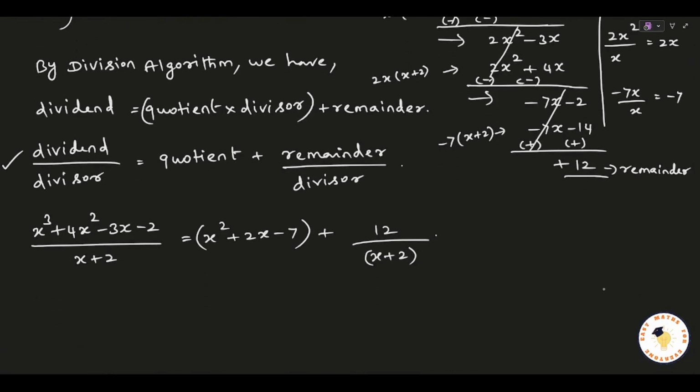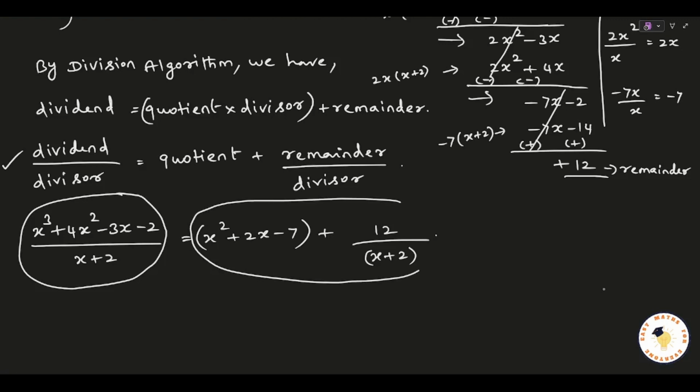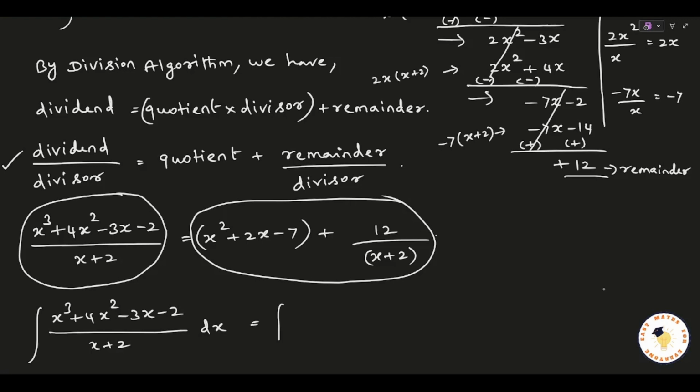So instead of integrating this, we are going to integrate this. So putting integration sign, x power 3 plus 4x square minus 3x minus 2 divided by x plus 2 into dx equal to integral x square plus 2x minus 7 plus 12 by x plus 2, everything multiplied by dx.